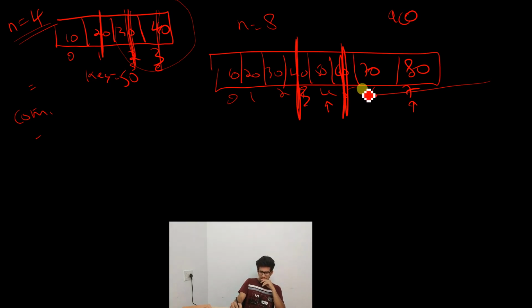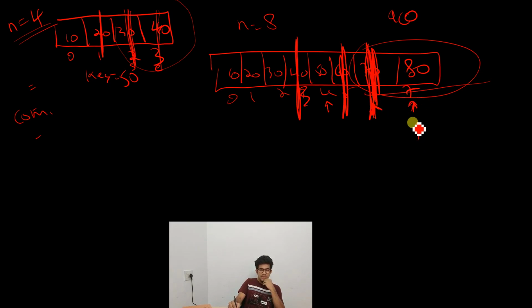So next is this, right? What is 6 plus 7? Because 90 is still somewhere here. That's why this is the starting, this is the ending. What is 6 plus 7? 6 plus 7, right, is 13. What is 13 by 2? 6. Third comparison I have done, right? Here also I have not found the element.